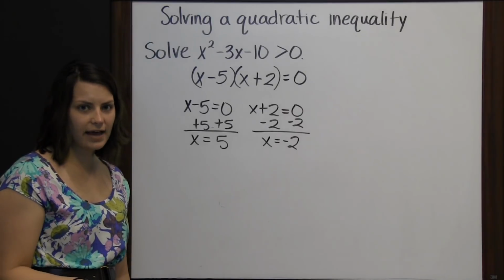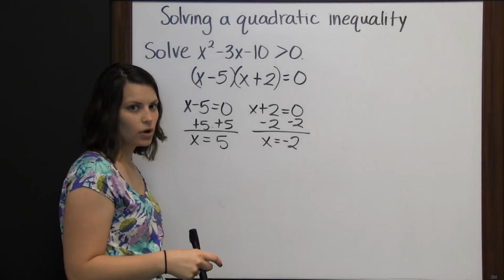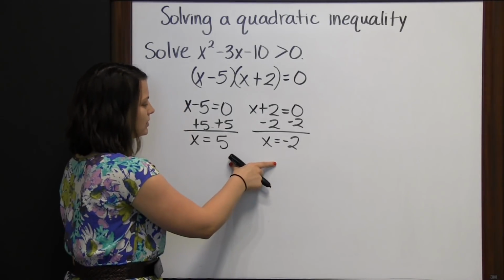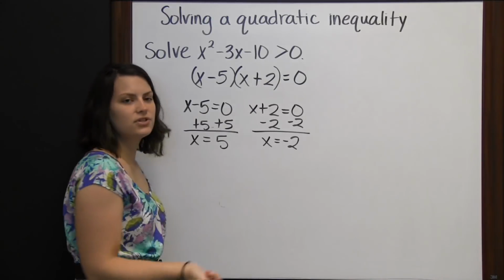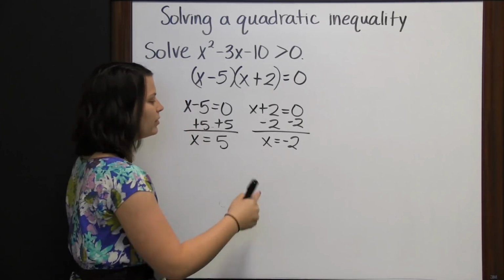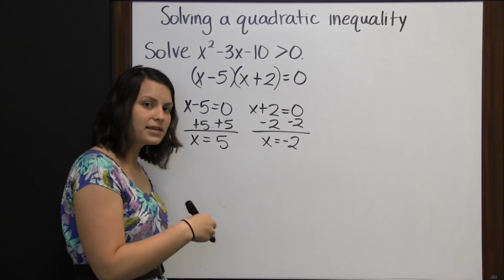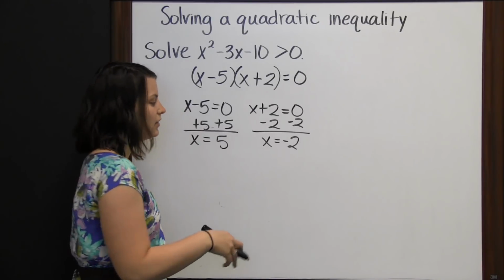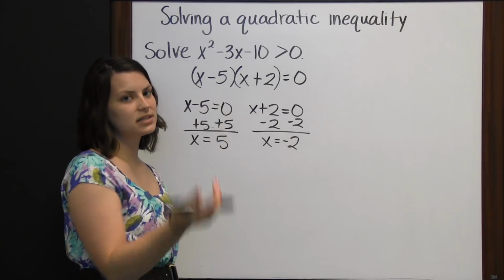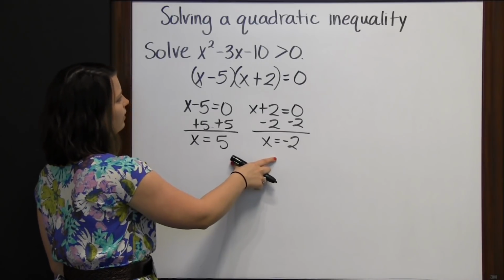Now our solution set is either the set of numbers that's between these two numbers, or it's the set of numbers that's outside these two numbers. So if it's between negative 2 and 5, we'll just pick a number and see if it works. An easy number to pick between negative 2 and 5 is 0. And if 0 does not satisfy our inequality, then our solution is not the set of numbers between these, but instead it's the set outside. So we're going to try 0, because that's a number between negative 2 and 5.